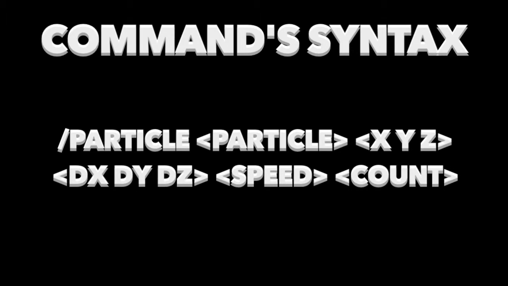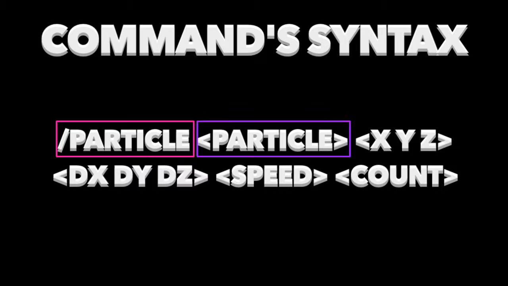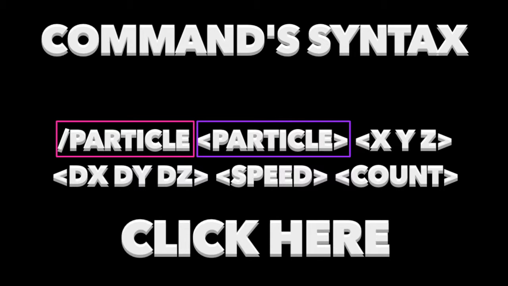So here's how the command goes. It always starts with particle, with no S. Then you have to add what kind of particles you want. There is a whole list right here if you click on this annotation to go check out the Minecraft wiki to see all the different kinds of particles. There's also a link in the description below, but there is a ton of different particles you can use. I'm only going to show you guys a few of them just because I don't have all day long.